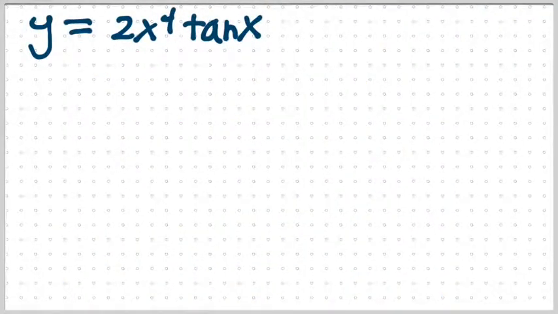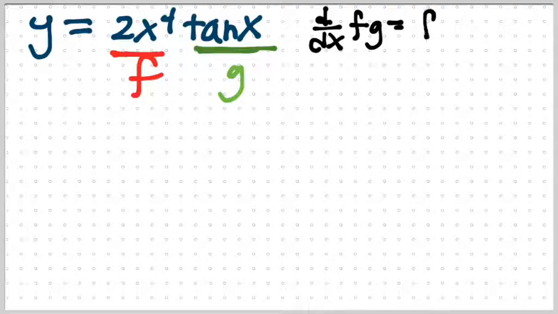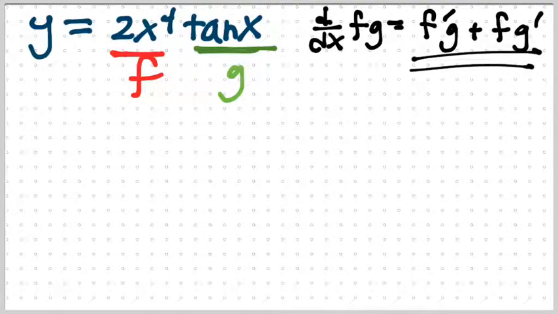Next example has 2x to the fourth times tangent of x. F times g. So right away you know this is going to be an example of what's called the product rule. Our problem is in the form f times g. Derivatives of this type follow this pattern. The derivative of a function times another function is the derivative of the first times the second plus the first times the derivative of the second, f prime g plus f g prime.